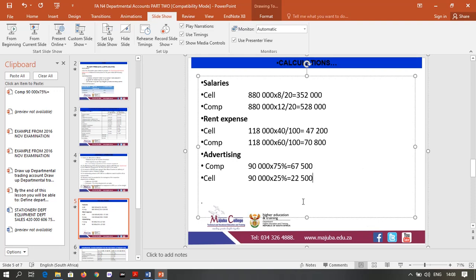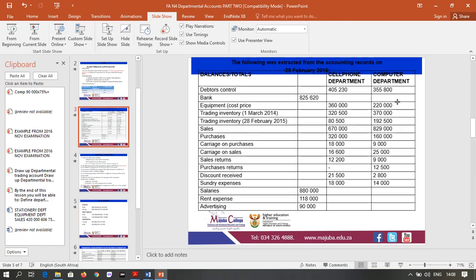At least with this calculation you got, you'll know when you work on your departmental income statement which amount belongs to the cell phone department and which amount belongs to the computer department.